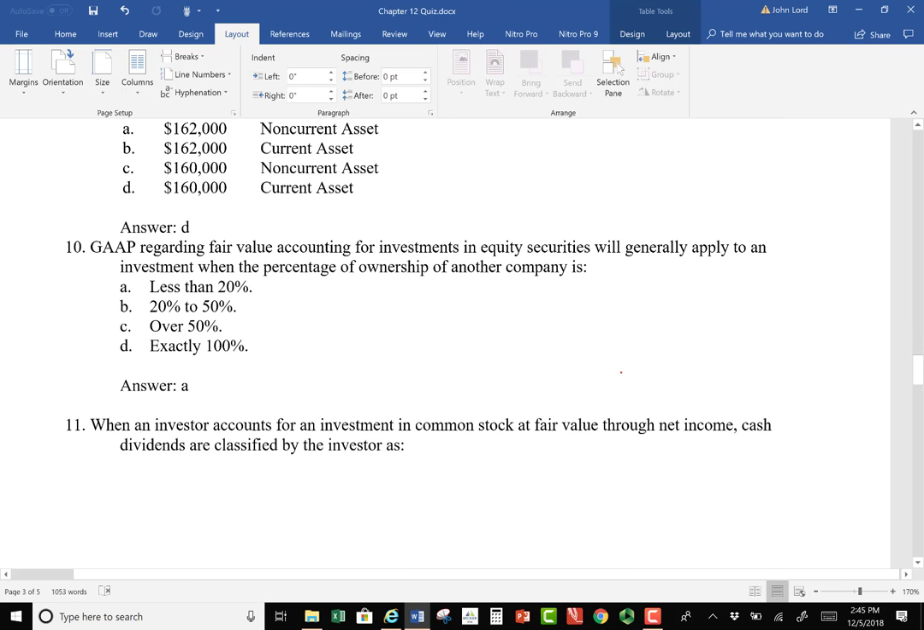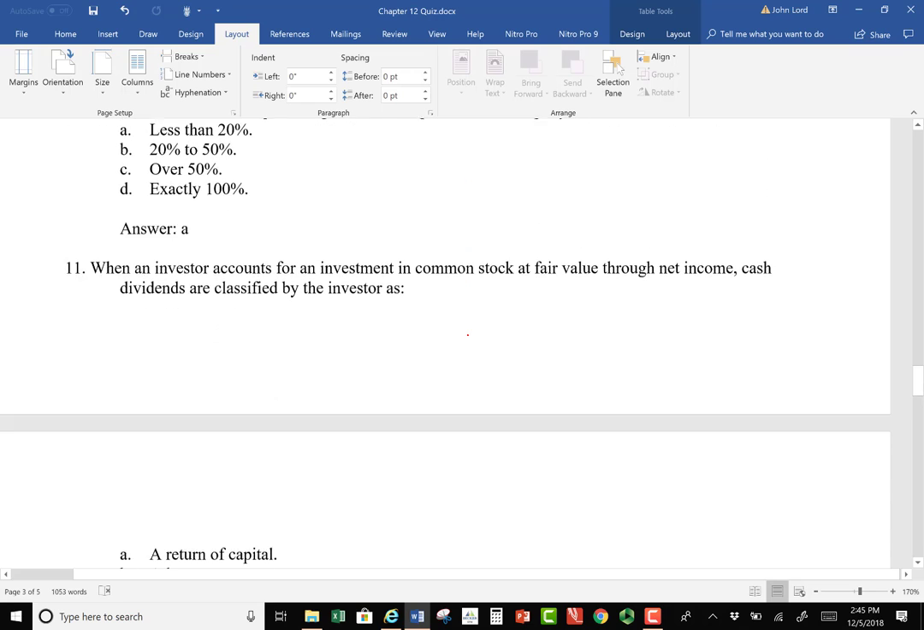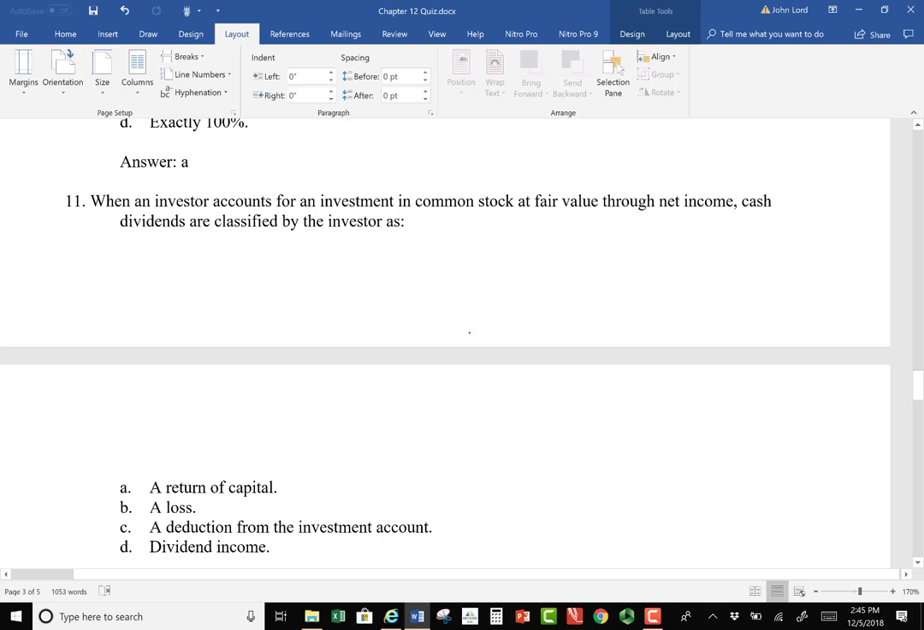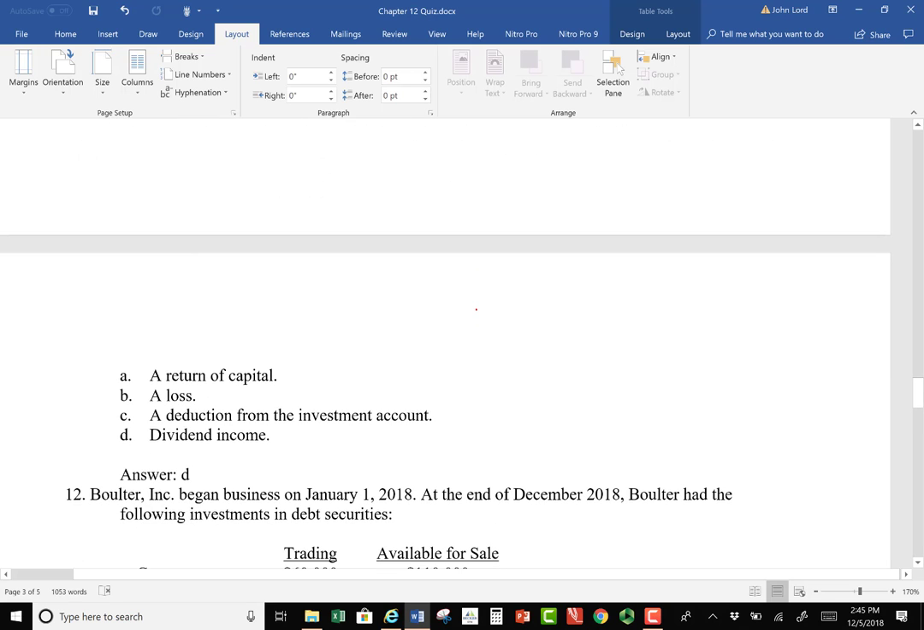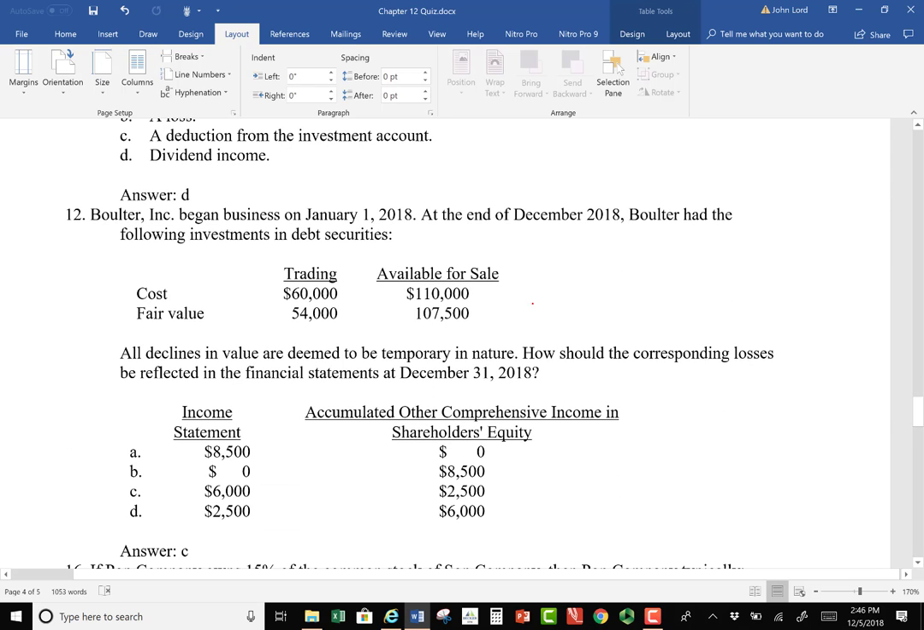Okay, number 10, regarding fair value accounting for investments in equity securities, it will generally apply to an investment where we are what? Regarding fair value through net income, less than 20%. Number 11, when an investor accounts for investment in common stock at fair value through net income, cash dividends are considered dividend income. Okay, number 12, Boulder Inc. began business on January 1st and had the following investments, and all declines in value are deemed to be temporary. How should the corresponding losses be reflected?